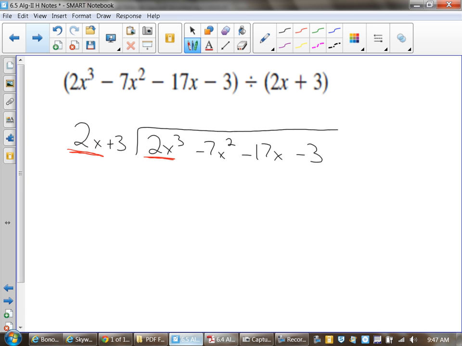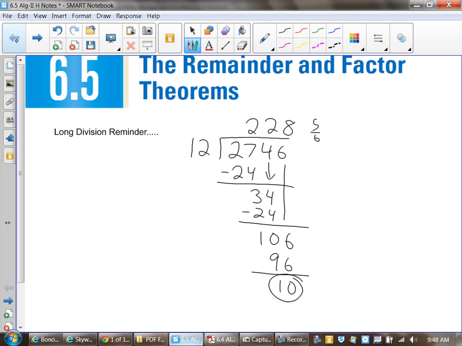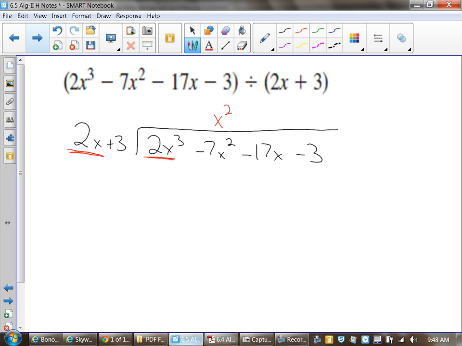Where do you think you're going to put that x squared? Are you going to put it above the x cubed, the x squared, the x, or the constant? Above the x squared. Whatever exponent you're going to use, you're going to place it above it in the quotient area. Okay? Now, think about what you did in long division. In that example we had a second ago, when I put the 2 up here, I multiplied 2 times 12, and I wrote it here, right? What do you think I multiply x squared by? 2x plus 3. So then I get 2x cubed plus 3x squared.